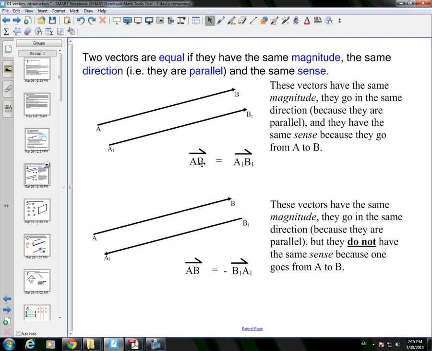And contrast that with these two vectors, AB and A1B1. What you see I've done is I've changed the sense of the second vector, and therefore these are not equal vectors. What we can do, though, is use the negative sign to change the sense of the vector. So when I look at this vector AB and I see A1B1, I could just take the opposite of the B1A1 vector, and that would make these, in fact, equal to each other.